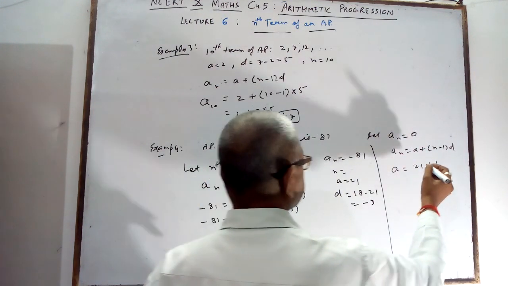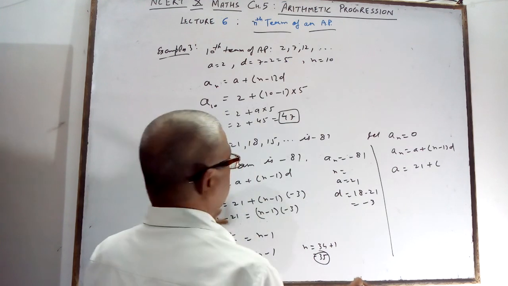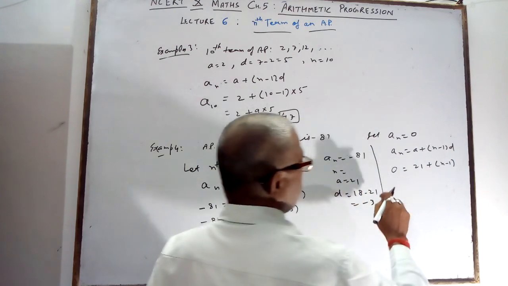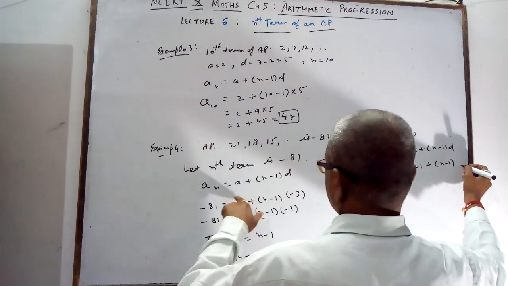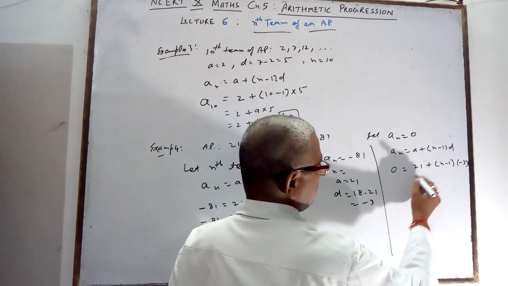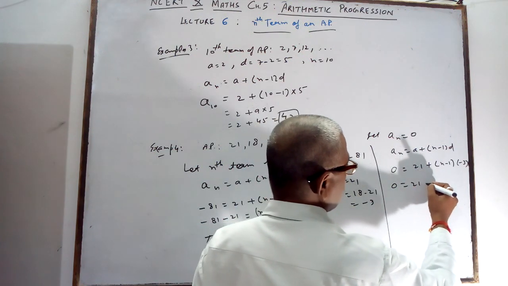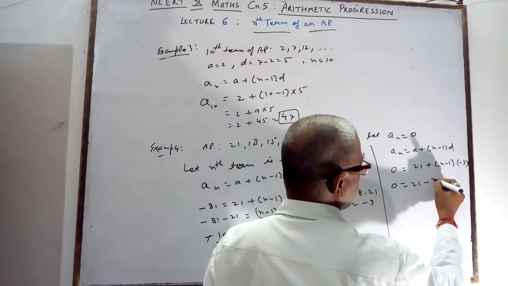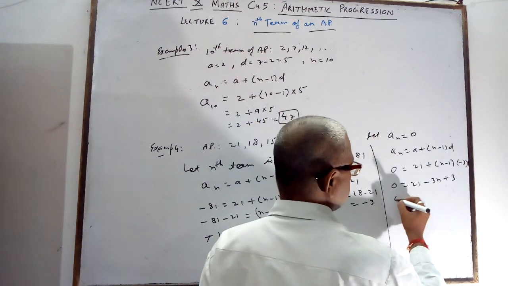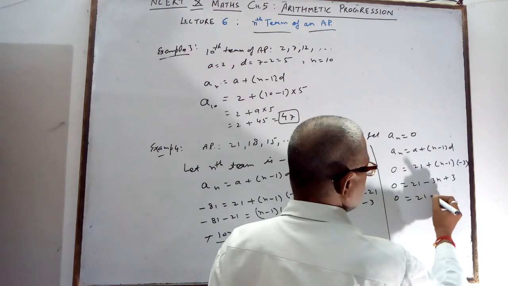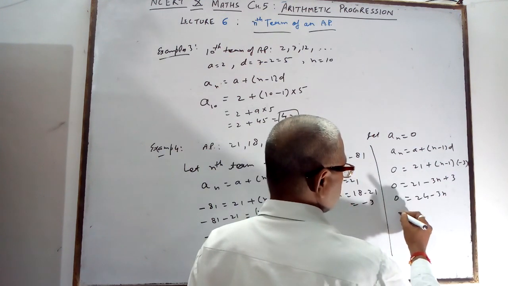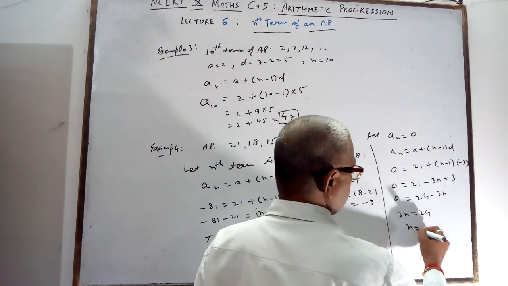N minus 1 is not given, so you want to find n minus 1. An is 0. What is D? D you have calculated as minus 3. So open it: 0 is equal to 21 minus 3n plus 3. So 0 is equal to 21 plus 3, 24 minus 3n. So 3n is equal to 24, then n is equal to 8.